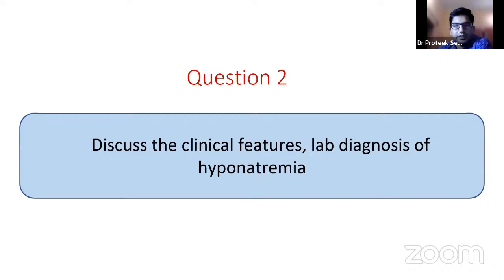Okay, the basic next question. So now we will move towards our second question. What are the clinical features of hyponatremia and what lab diagnosis is required for hyponatremia?